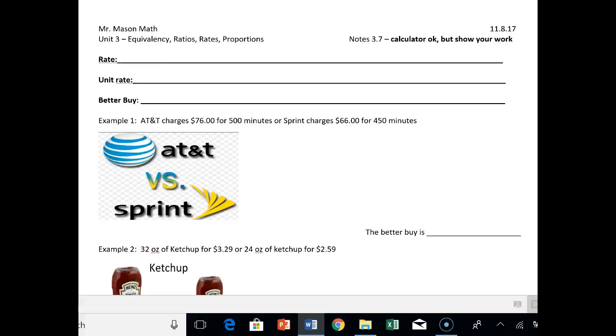Notice calculator is okay, but must show our work. So we're kind of recapping better buy. I know we did this last week.